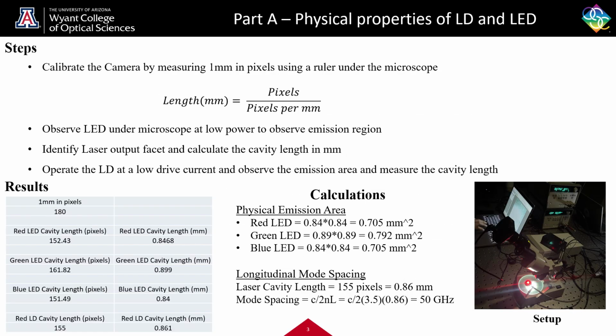So in Part A, we used a camera and microscope to measure the physical properties and cavity length of them by first using a ruler to calculate the number of pixels per millimeter, which then we could use to convert pixels to millimeters. So for the red LED, we measured the cavity length to be 0.85 millimeters, the green to be 0.89, blue to be 0.84, and the laser diode to be 0.86. The physical emission areas were then for red 0.7 millimeters squared, green 0.792, and blue 0.7. And we calculated the longitudinal mode spacing using the formula c over 2nL to be 50 gigahertz.